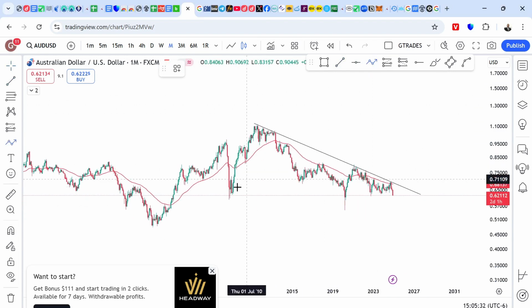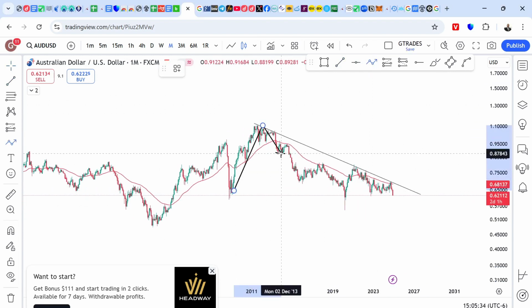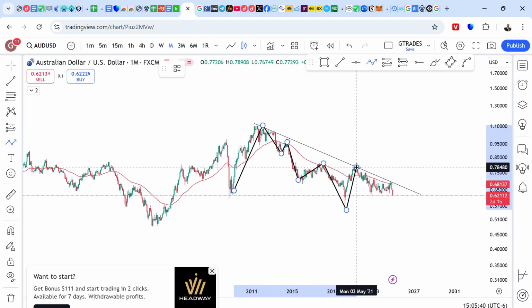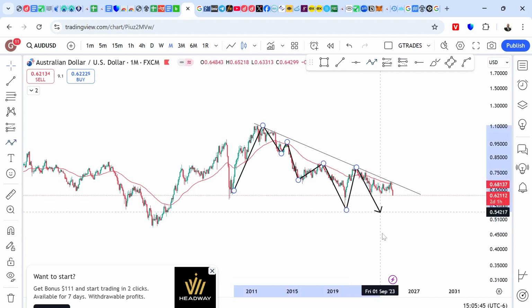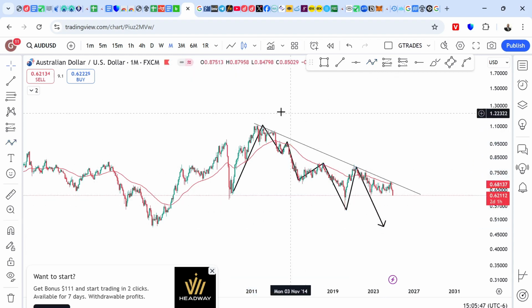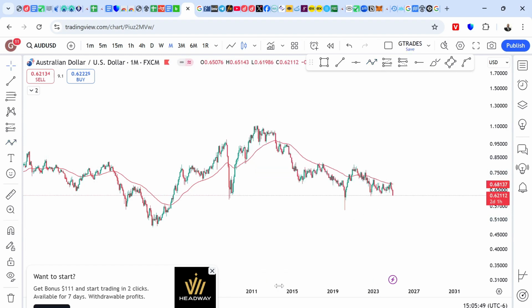Because we've been establishing lower highs, lower lows. You can see the lower low, lower highs. Then we have this, right? Now price is on this impulse stage, right? So that is where we currently are right now.